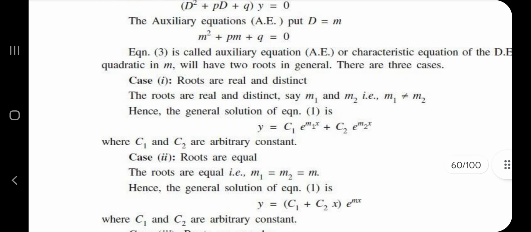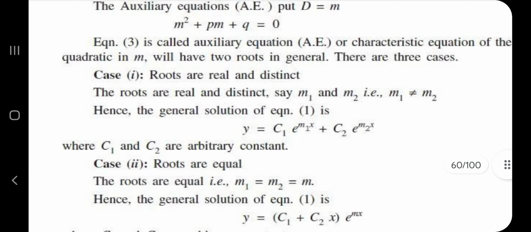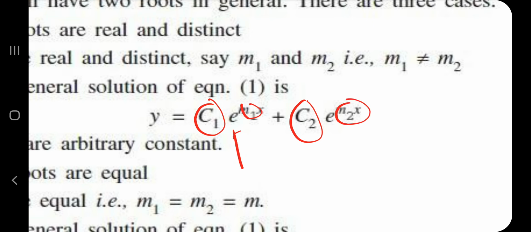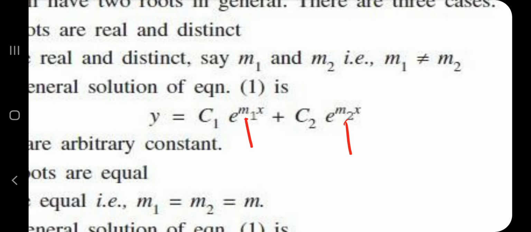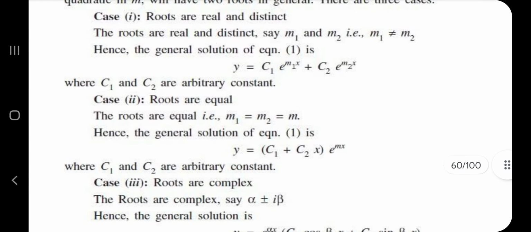Different cases can arise. Either you get the roots as 2 and 3, right? Case one is the roots are real and distinct. If the roots are real and distinct, c1 and c2 are coefficients, and you have to write y equals c1 e raised to m1x plus c2 e raised to m2x. M1 and m2 you got, right? So that's what you have to substitute. So the final answer will also look like that.